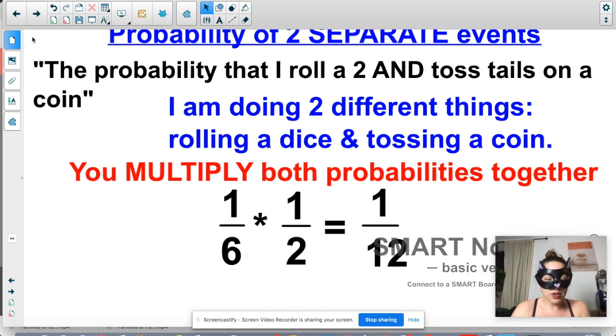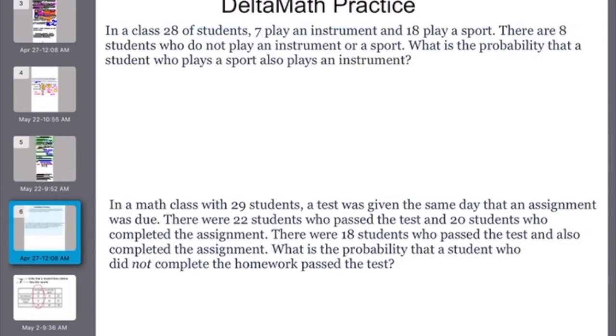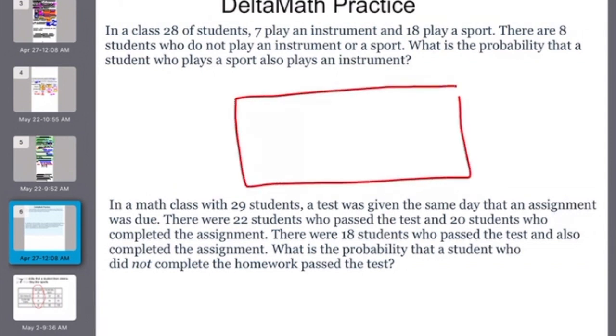The last thing we're going to do is practice, and so I'm going to send you back over to the iPad for that. So now for some Delta Math practice. In a class of 28 students, 7 play an instrument and 18 play a sport. So I'm going to make my two-way table.